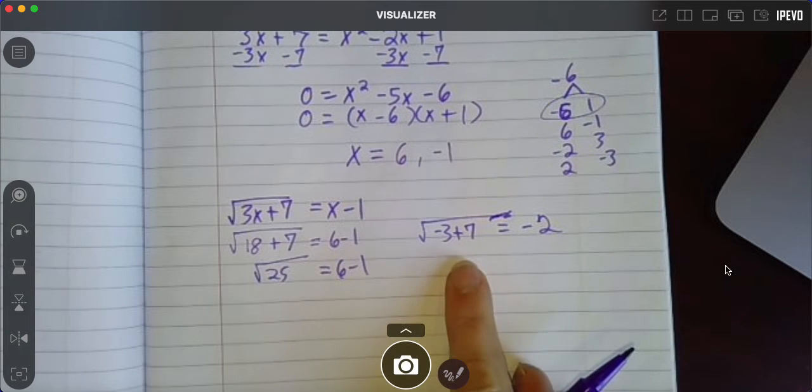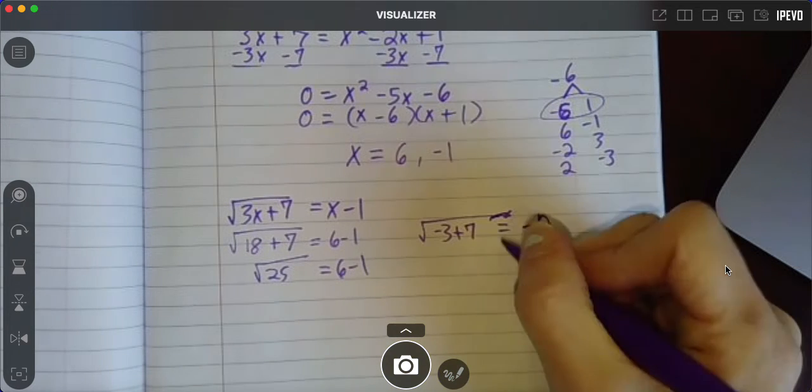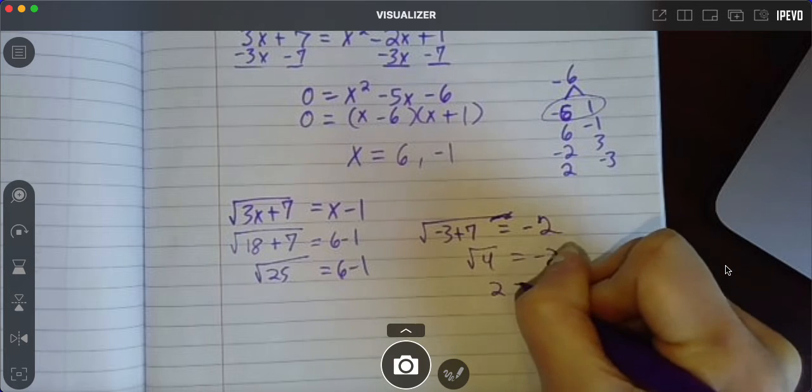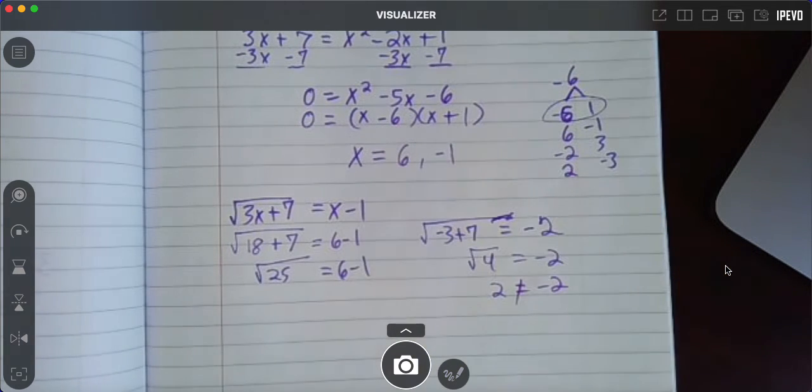Then what do I get over here? 4. Square root of 4, which is 2. I get the square root of 4, and 2 does not equal negative 2. So that's why that one doesn't work. Okay. So you just get the one answer.